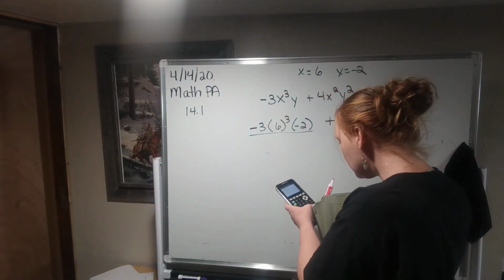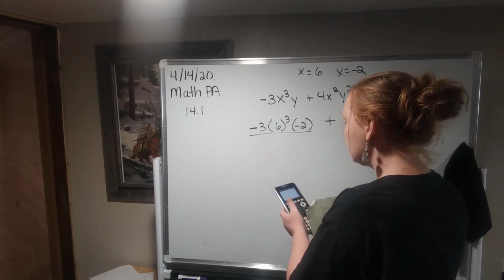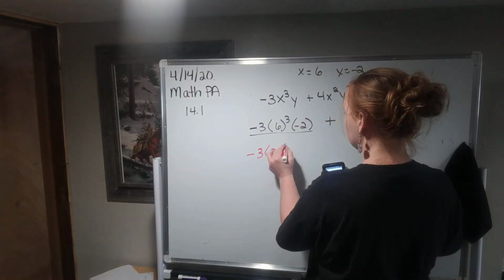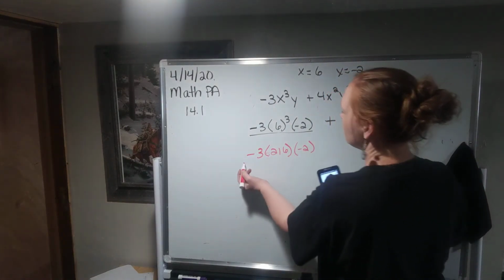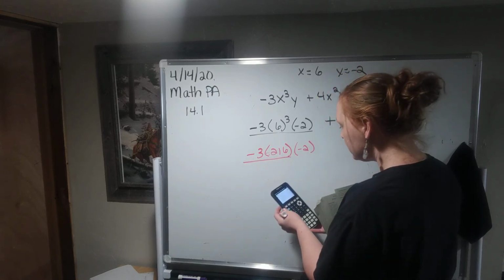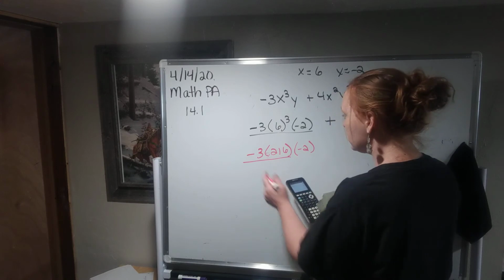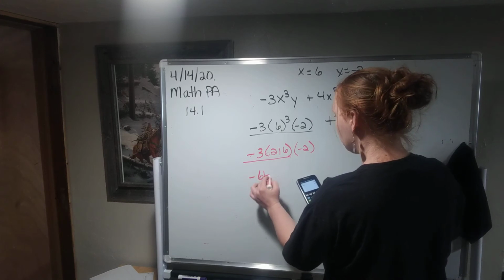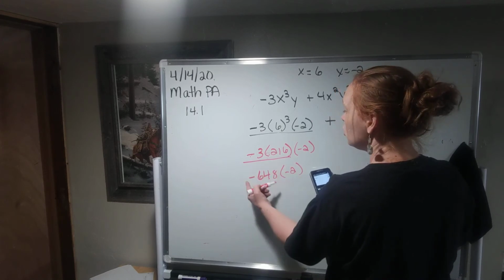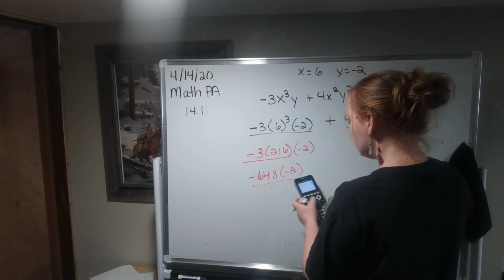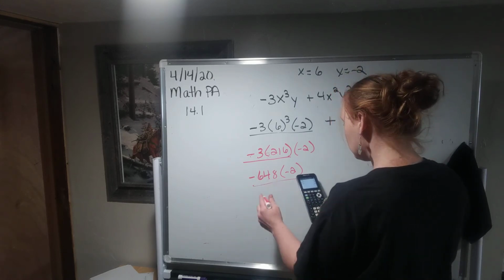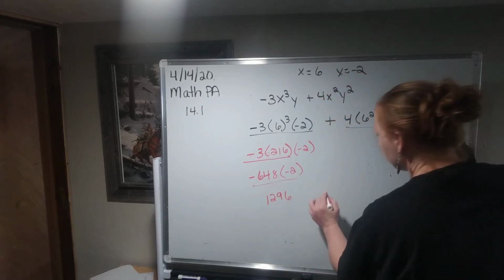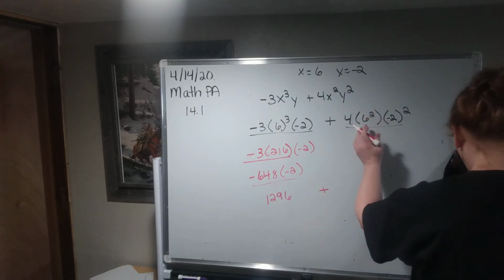6 times 6 times 6, 216. So I'm going to bring it down. Negative 3 times 216 times negative 2. I'm just going to work left to right now. 216 times 3, and my answer is going to be negative because a positive and a negative make a negative. So negative 648 times negative 2. Two negatives make a positive. So 648 times 2 equals 1,296. I'm going to bring this plus sign down, and I'm going to work on this side.